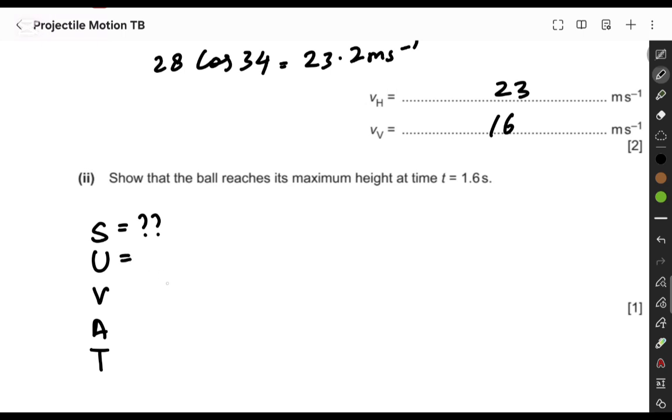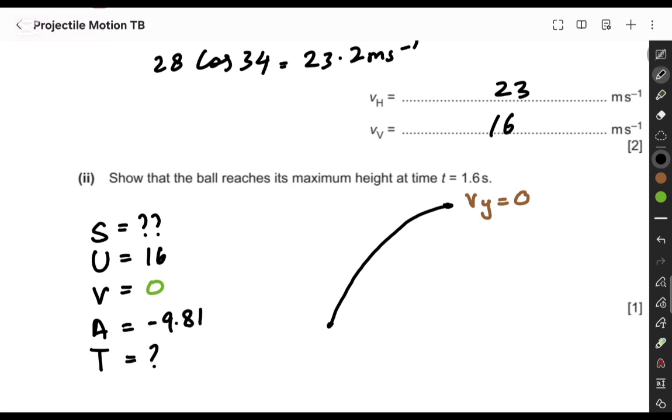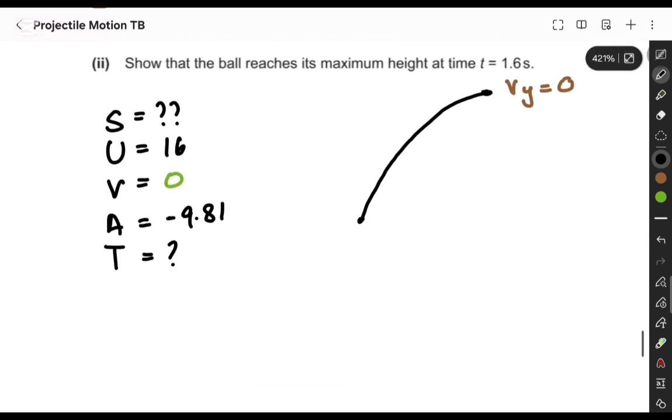We know the initial velocity in the vertical direction is going to be 16. And remember, this is our starting point. Then we reach maximum height. And there's a very special thing that happens at the maximum height to our vertical velocity: it becomes equal to 0. Acceleration due to gravity is minus 9.81. T is going to be the question mark. So we just need a good equation for this.